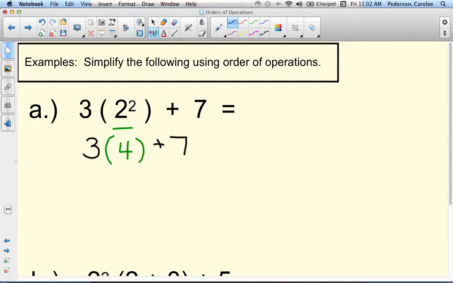Then we go to multiplication and division next. Well, there's a multiplication with the 3 times 4. So 3 times 4 is 12. And then we bring down the plus 7. Our last step is adding and subtracting. In this case, we have an adding. So 12 plus 7 is 19.